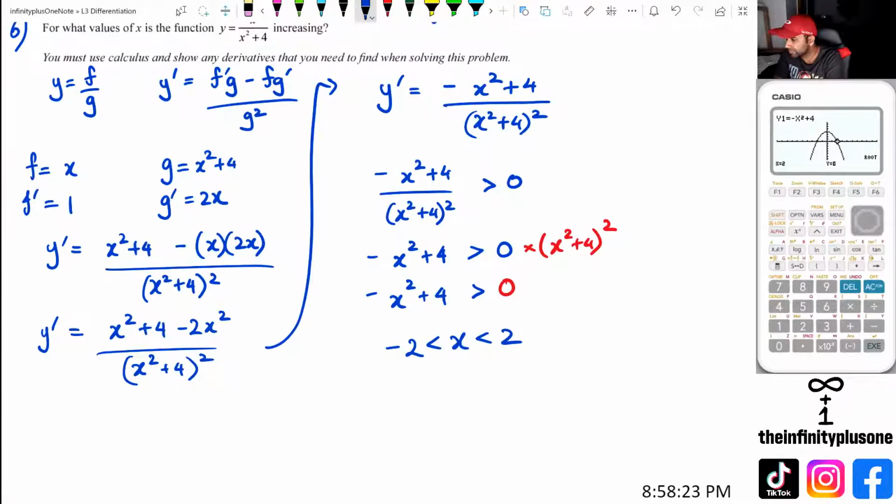Swant, I think you actually went the other way. The range you gave me was for decreasing, because when you said x is less than negative 2, you can see that when x is less than negative 2, the gradient is negative. When x is more than 2, the gradient is also negative. So it's actually decreasing. The range you gave me was for decreasing, and the question is asking for increasing.